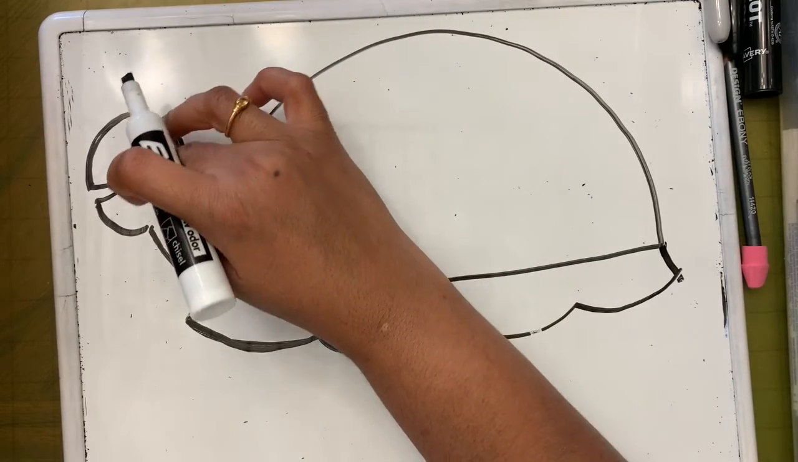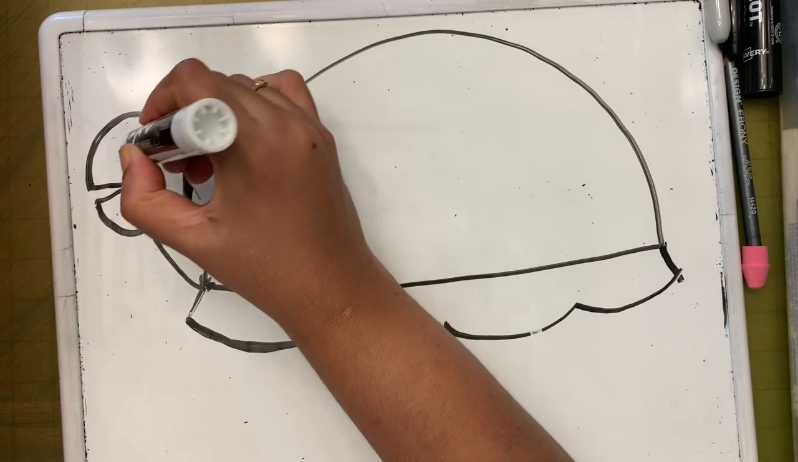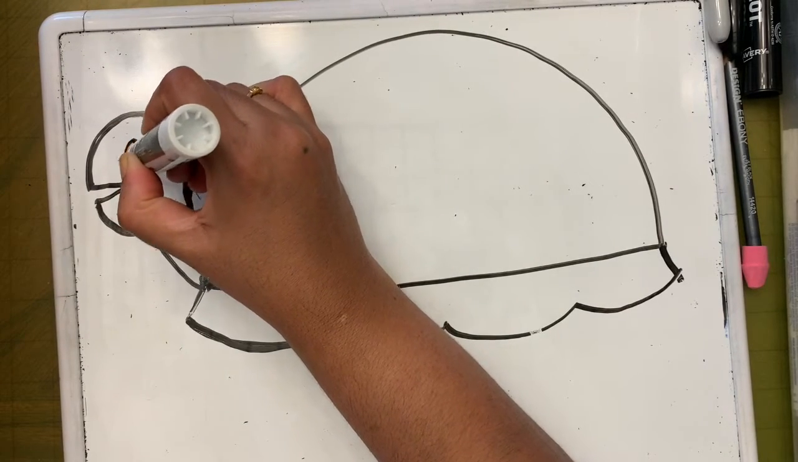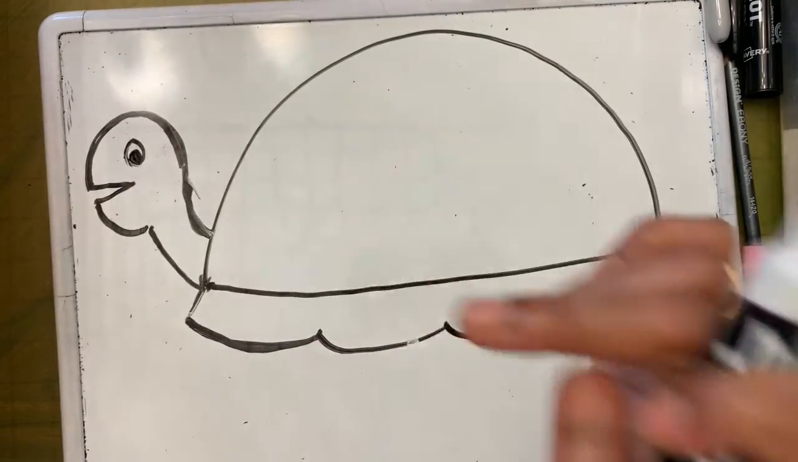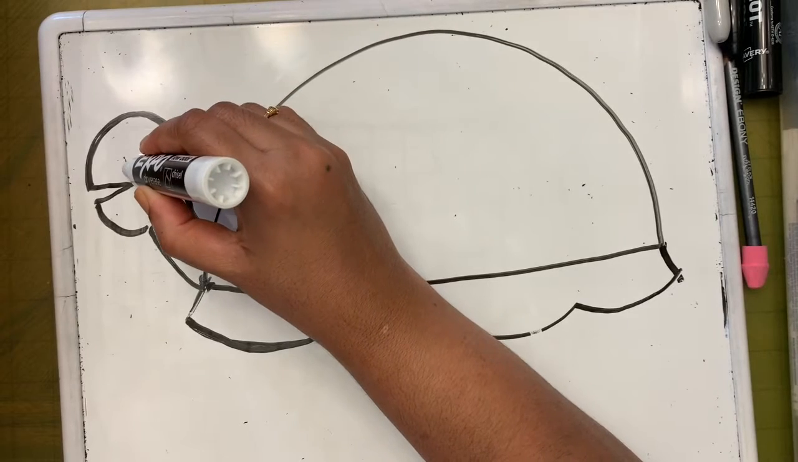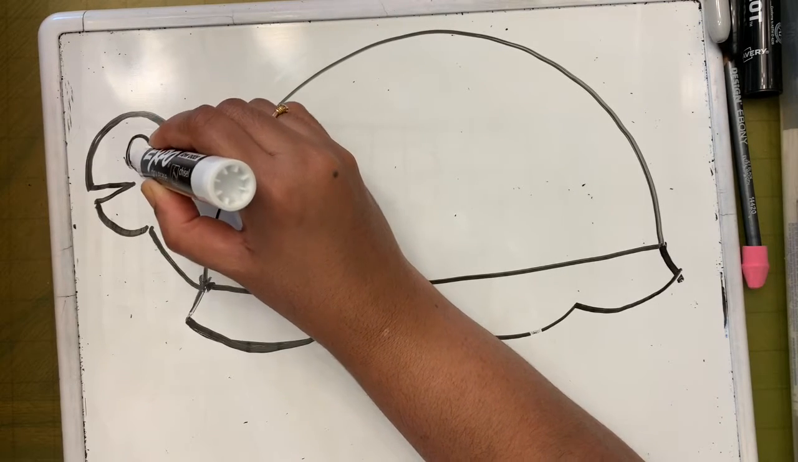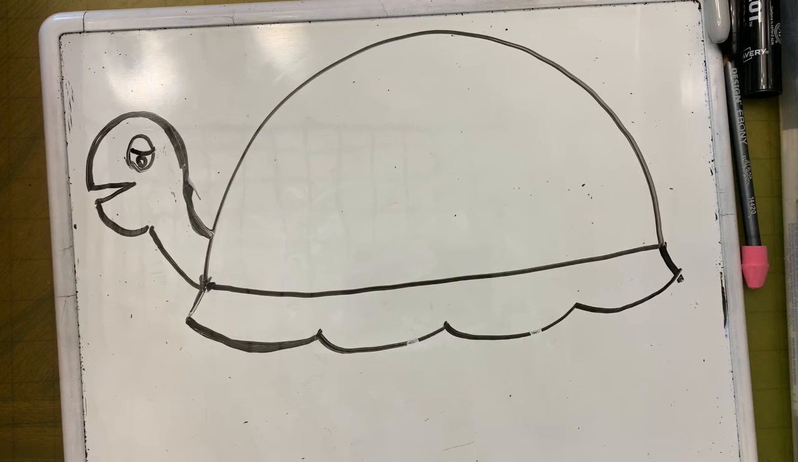Okay, it can be super messy. You can draw the eyes like a circle within a circle. Maybe I'll show you guys one more type of eyes. A circle within a circle, and I'm going to make another line inside to make this turtle look a little bit sleepy. So I showed you guys 3 ways.